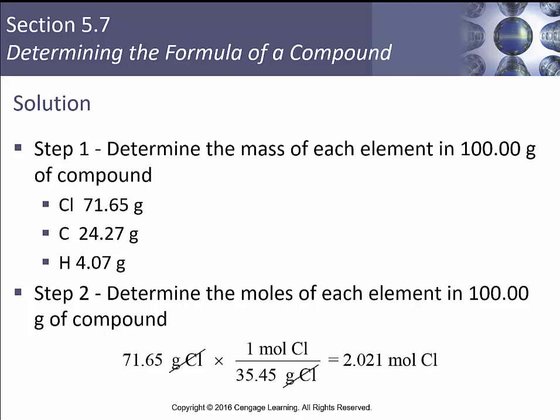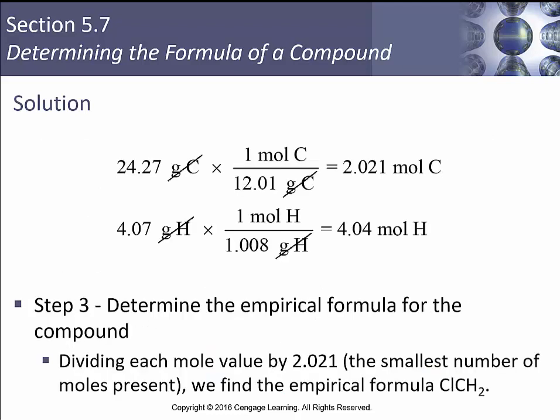Then you convert that into moles. So your 71.65 grams of chlorine, you divide by the molar mass. So 1 mole of chlorine is 35.45 grams. The grams of chlorine cancel out, and you're left with moles of chlorine on the end. You got 2.02 moles of chlorine. Right, do the same thing with the carbon and the hydrogen. 2 moles of carbon, 4 moles of hydrogen.